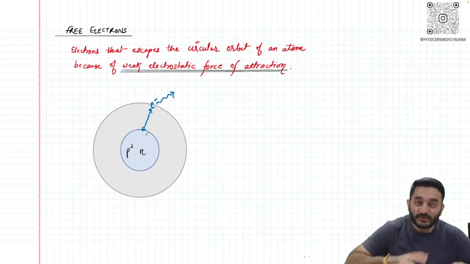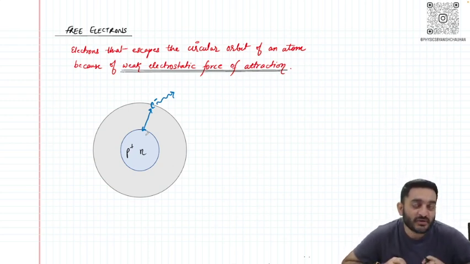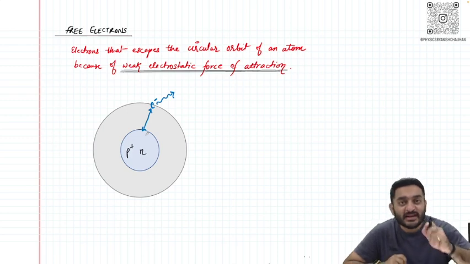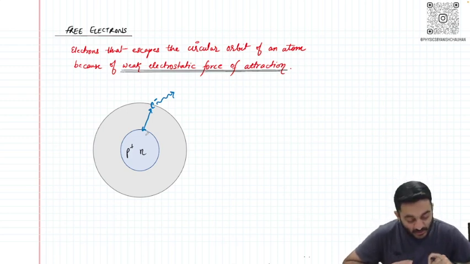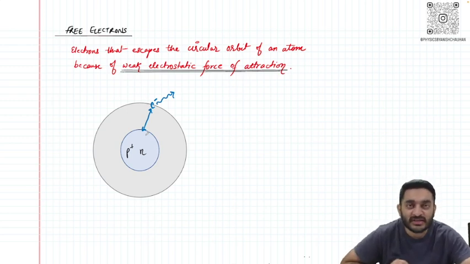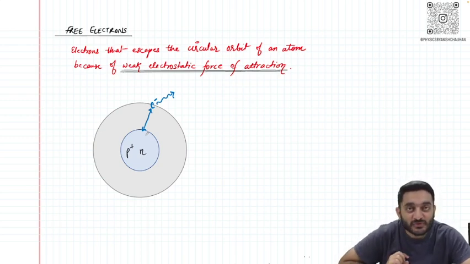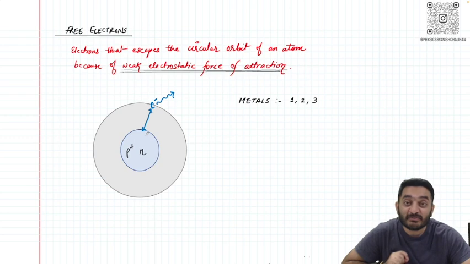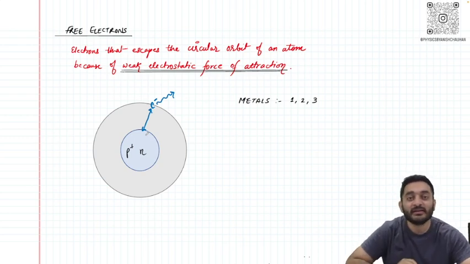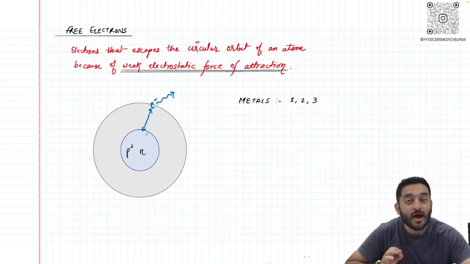Now, which are the elements in the periodic table where this electrostatic force is weak? Let me tell you, all the elements which have very few electrons in their outermost shell, like 1, 2 or 3, have a very weak electrostatic force there. That's the reason in metals you will normally find 1, 2 or 3 electrons present in the outermost shell, or you can say valence shell.